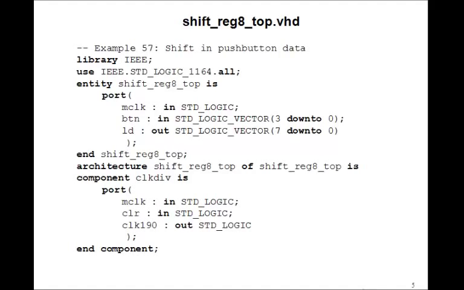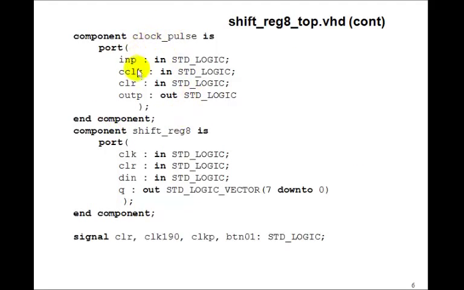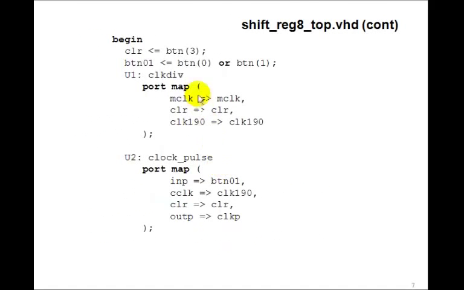Okay, well, let's just write our top level design. The inputs will be M clock, button 3 down to 0, and the LEDs 7 down to 0. Here's our component declaration for clock div, our component declaration for clock pulse, and our component declaration for shift reg 8. We'll have signals clear, clock 190, clock pulse, and button 01. Then we'll set clear to button 3. Button 01, you remember, is just button 0 ORed with button 1.